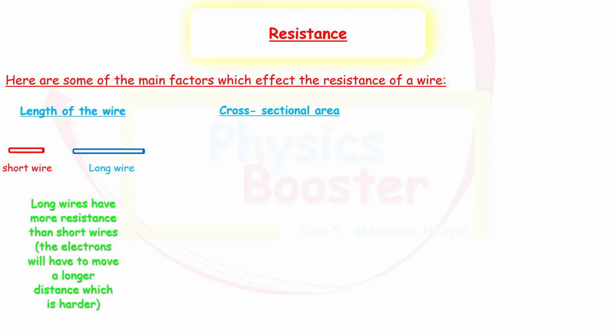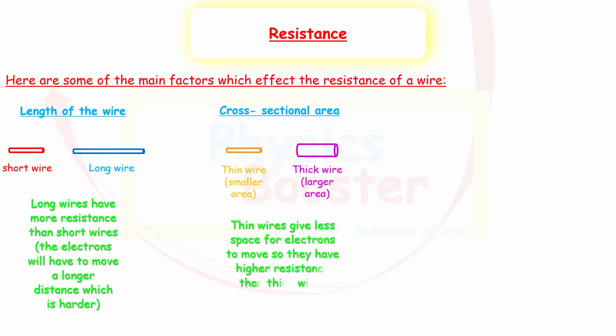The cross-sectional area of the wire itself. Let's imagine that we have a thin wire and we have a thick wire which has a larger area. I think it is clear that the thin wire will have a higher resistance, while the thick wire will have lower resistance, because thin wires give less space for electrons to move. Imagine if it was a stream of water, it would be easier for the stream of water to move through a thick pipe than through a thin pipe. So we can imagine resistance in this case as a flow of water.